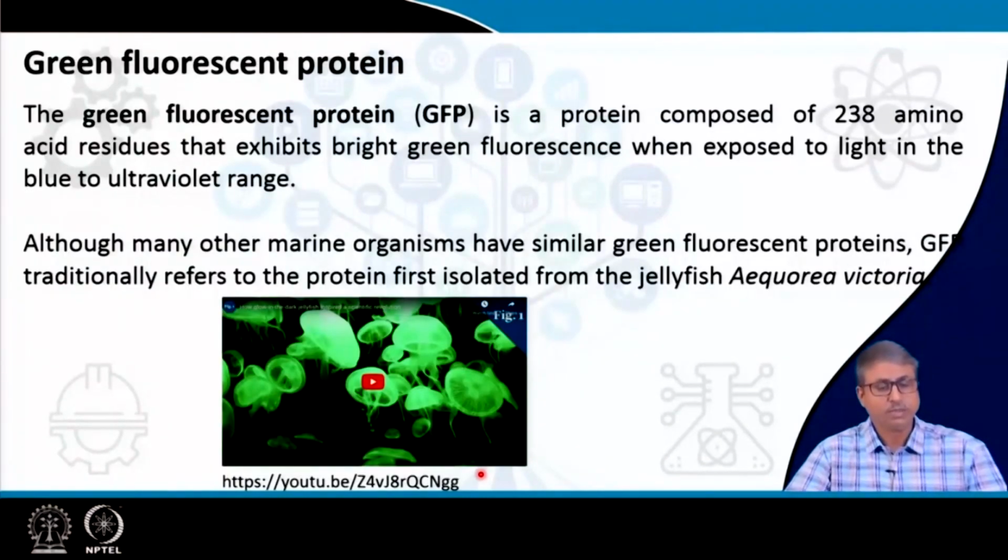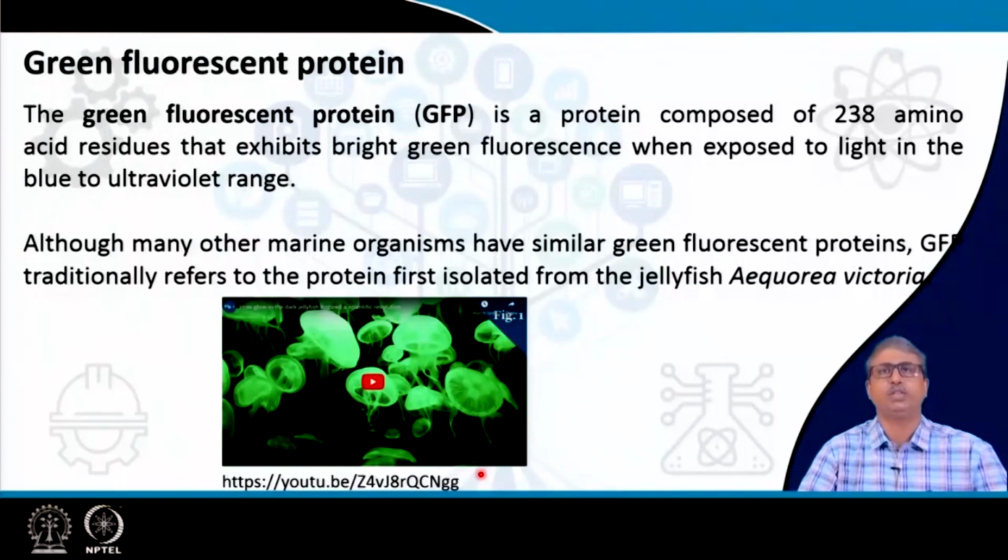Now, in the recent past there is also some important contribution from a very well known protein which is called green fluorescent protein, in microscopy or microscopic detection of the cells. Now, GFP or green fluorescent protein is a protein composed of 238 amino acid residues, and it exhibits a bright green fluorescence when exposed to light in the blue to ultraviolet range.